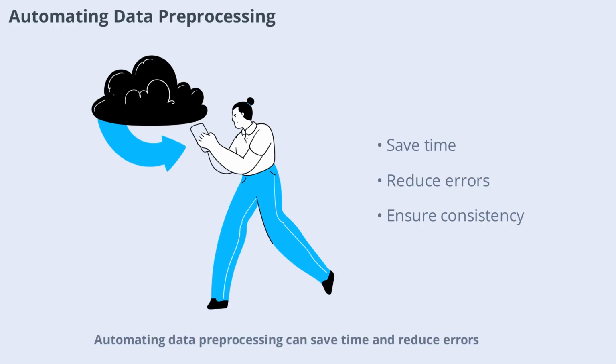Automating data preprocessing can save time and reduce errors, especially when working with large or frequently updated datasets. Tools and libraries like scikit-learn, pandas, and TensorFlow offer functions to automate common preprocessing tasks. Automation ensures consistency and allows you to focus on higher-level analysis and modeling.